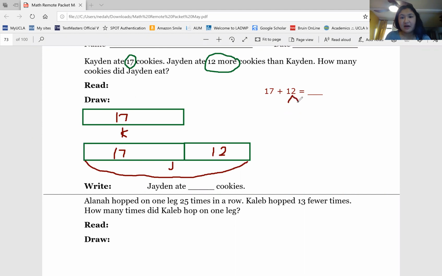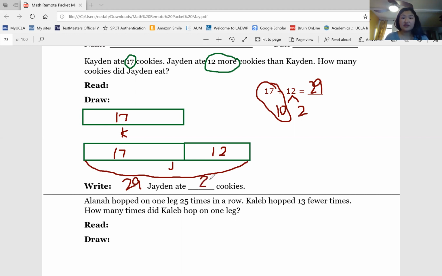So I'm going to break up the smaller number into 10s and 1s. So I have one part of 10, one part of 2. I'm going to circle 17 plus 10. 17 add one more 10 is 27. Plus 2 more is 29. And I'm going to write 29 right here because that's the total number of cookies that Jaden ate.